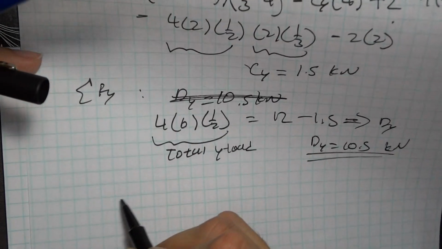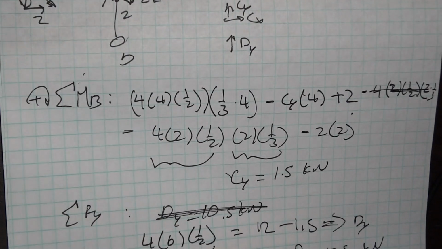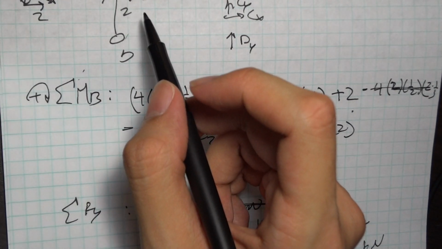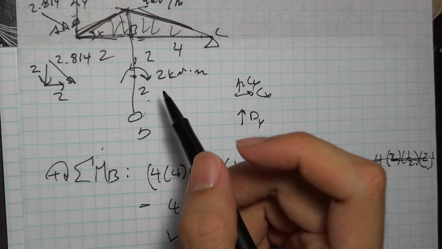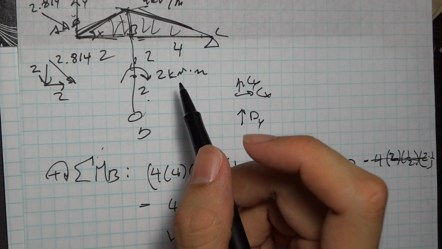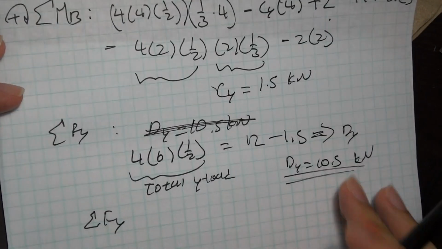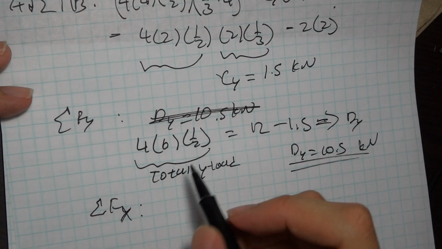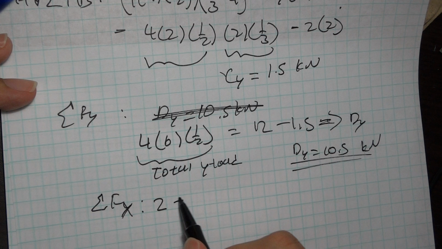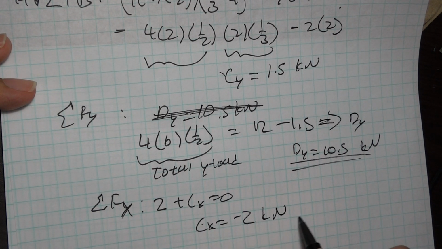Okay, and then your Fx term. You might be wondering, well, I took into account this 2 for the y forces. Do I need to take into account this 2 for the x forces? And the answer is no. Once you've taken care of it in the y forces, you can just use your sum of Fx equation like always, and you don't need to worry about it anymore. So your sum of Fx is going to be 2 plus Cx equals 0, Cx equals negative 2 kilonewtons.